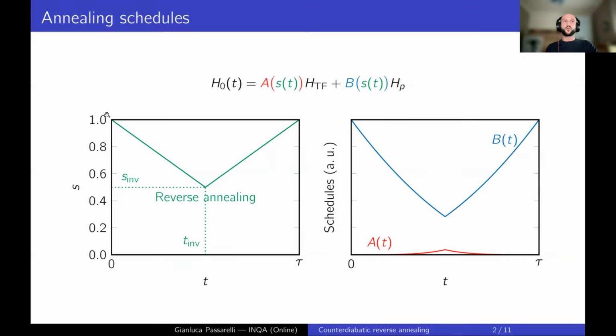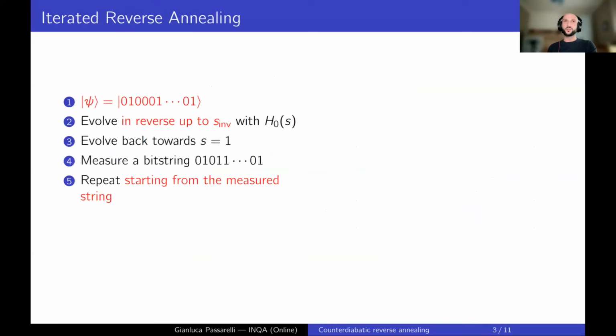As the dynamics progresses, you decrease the value of this control parameter up to this inversion point, and then the dynamics resumes back as usual towards s equals 1. If you plot the resulting annealing schedules, you see that there is this non-monotonic behavior of the strength of the problem Hamiltonian and of the strength of quantum fluctuations, and this is the footprint of reverse annealing. So you have a classical Hamiltonian at the beginning and at the end of the evolution, and your quantum fluctuations are non-monotonic. With these advanced schedules, you can reformulate your algorithm in this way.